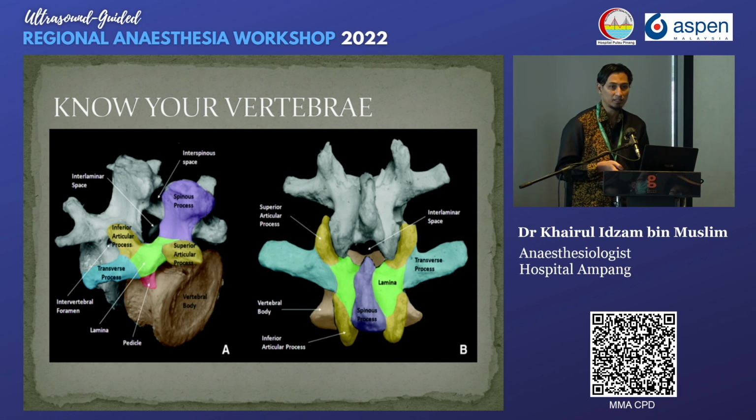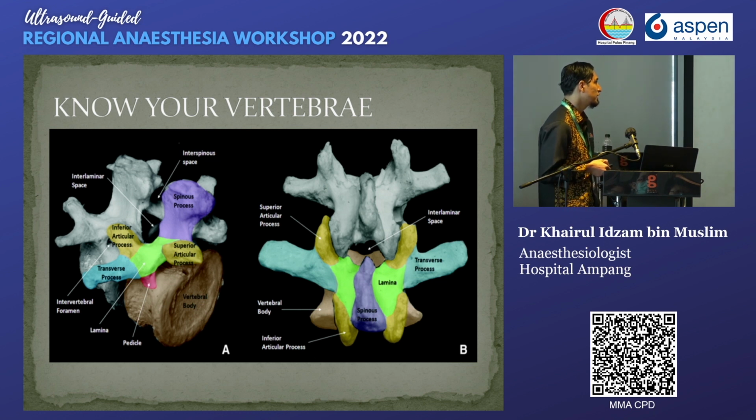So before you can appreciate the black and white image on your ultrasound screen, you need to be familiar with your vertebra. The vertebra is divided into body and arch. The arch is further divided into pedicle, lamina, spinous process, transverse process, and articular process. Articular process is further divided into superior and inferior.